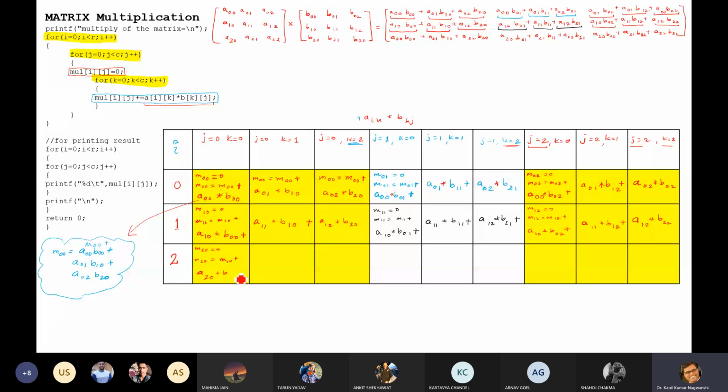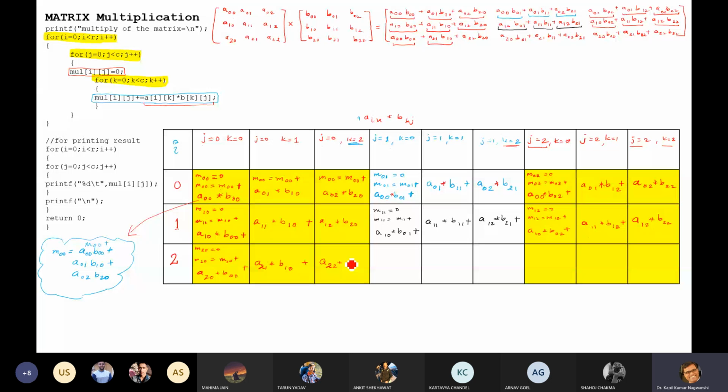Okay. Now plus a, I is 2, k is 1 multiplied by b kj. Next term, then a 2, 2 multiplied by b 2, 0. So this is our next term. Okay. So this term is calculated. Now come to next one.